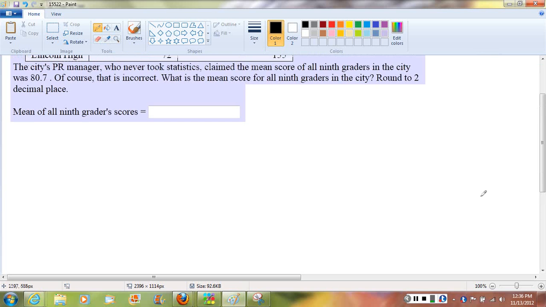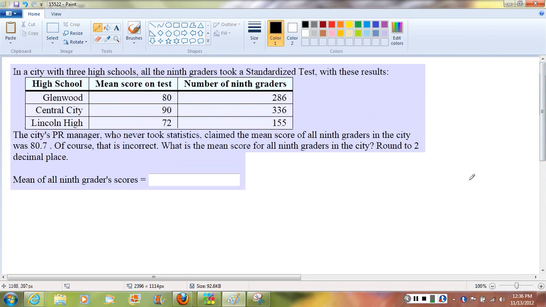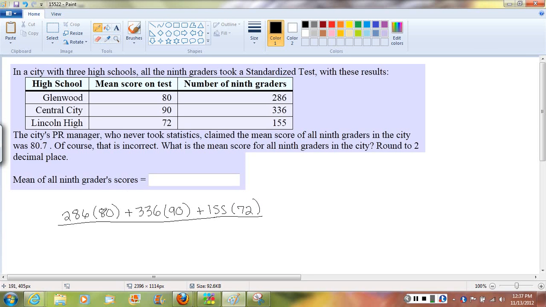So we can calculate the true average score as a fraction. In the numerator, we'll say, okay, there were 286 students who got an 80, had an average score of 80, plus 336 students who had an average score of 90, plus 155 students who had an average score of 72. So that's our numerator. That's in essence representing the total of all the students' scores in the city. And in the denominator, we'll put the total number of students in the city, which was 286 plus 336 plus 155. We add those together.